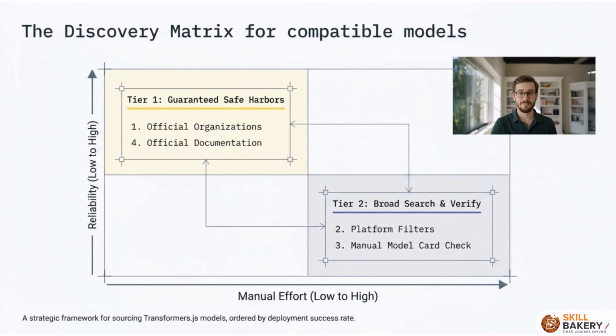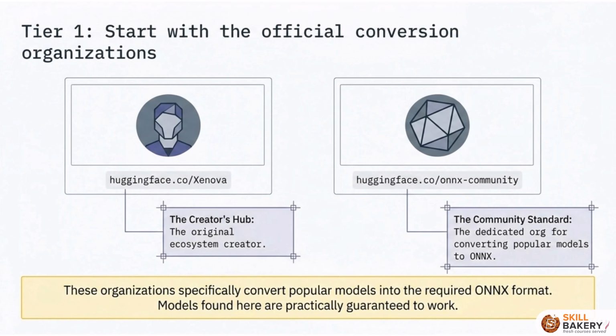We use a discovery matrix to help you find compatible models. This framework organizes your search based on reliability and the level of manual effort required to ensure successful deployment. For Tier 1, the most reliable approach, start with official conversion organizations like Zenova and ONNX Community. Models found here are specifically prepared for the required format and are practically guaranteed to work.